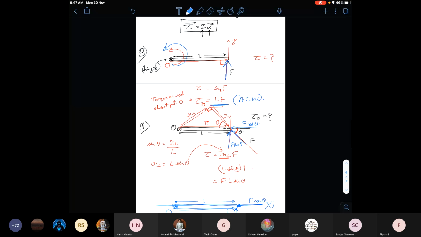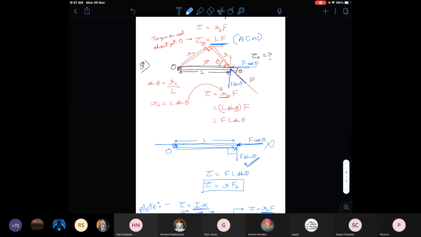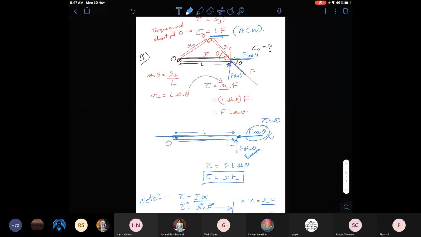Suppose in this case, in the second question, you can see that F cos theta is not creating any rotational motion. So torque for this force is zero. Torque for this component is zero. But what about F sin theta? F sin theta is creating some torque. It is creating a torque of FL sin theta.